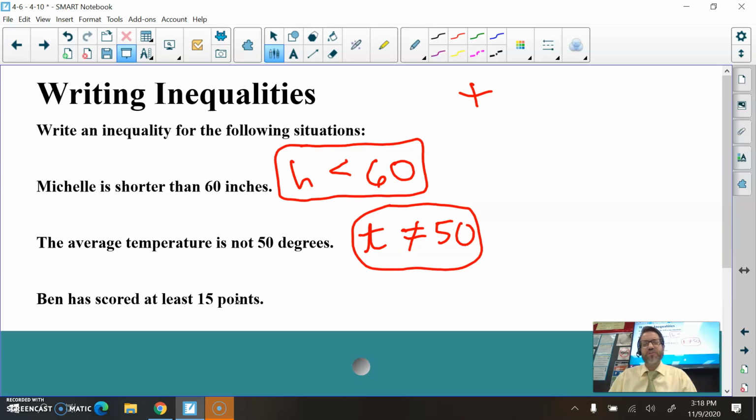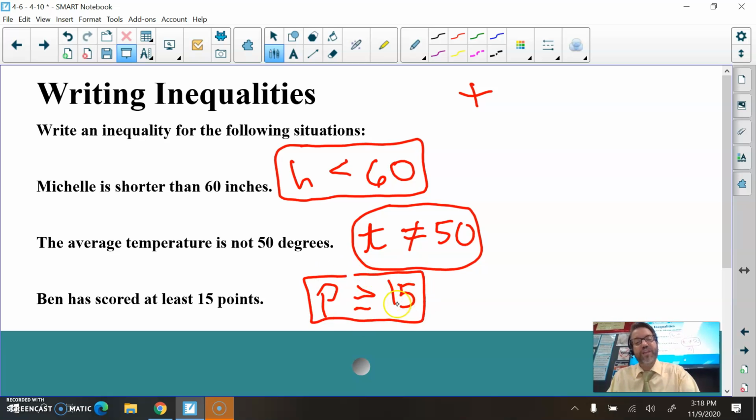So let's call the number of points he has scored P. P for points. I'll use P for my variable for the unknown number of points. He might have scored more than 15 points, or he might have scored exactly 15 points. So I have greater than or equal to 15 in this case. The number of points he scored is more than 15 or at least 15. It could equal 15 as well.